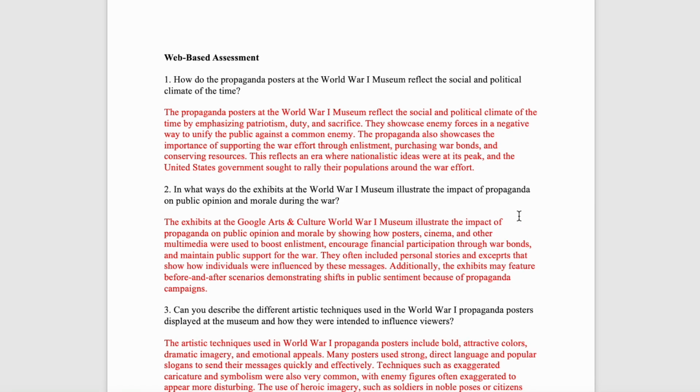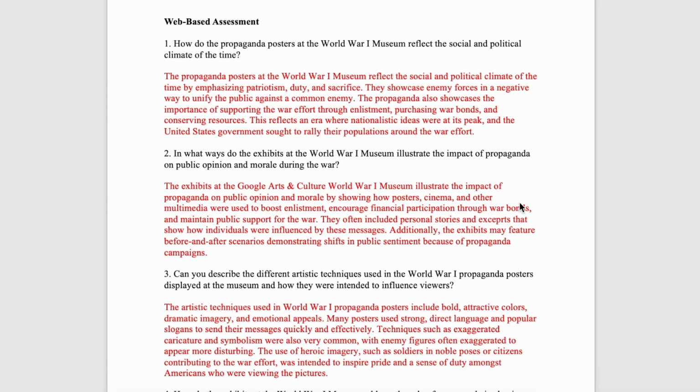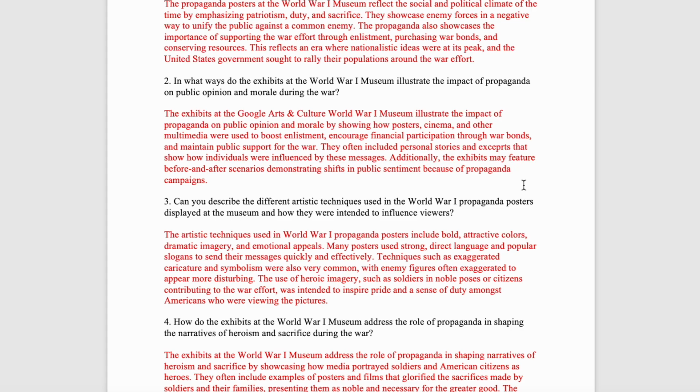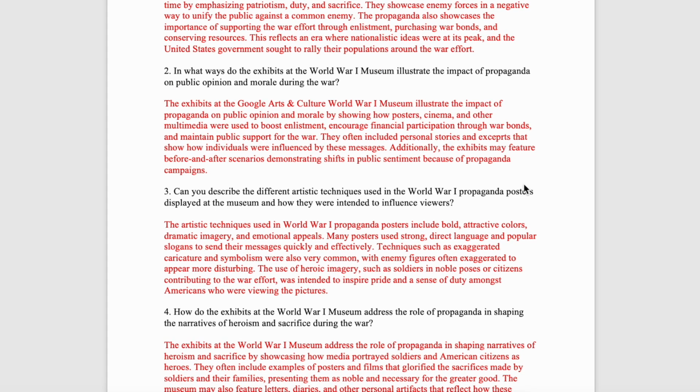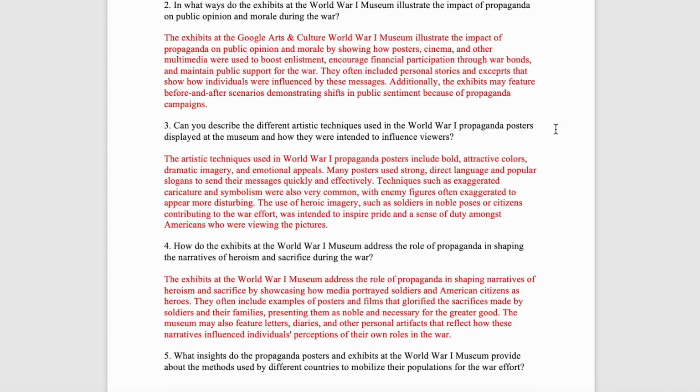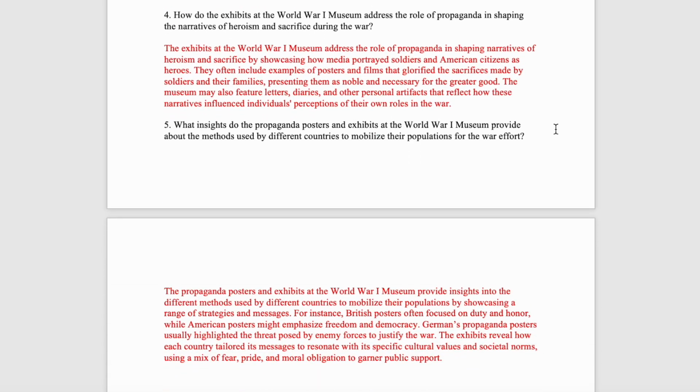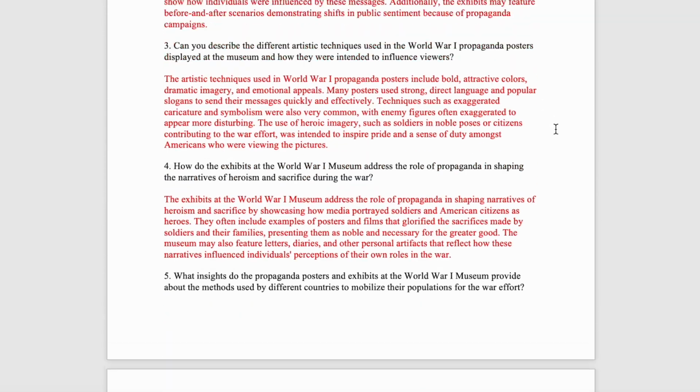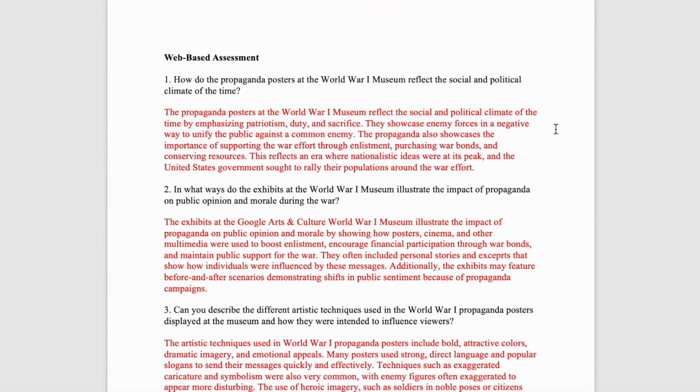So I gave my students open-ended questions to make sure that they were really engaged and it was not just easily Googleable answers or things that they could share amongst each other. These open-ended questions included: how do the propaganda posters reflect the society and political climate at the time? How did the museum illustrate the impact of propaganda on public opinion?